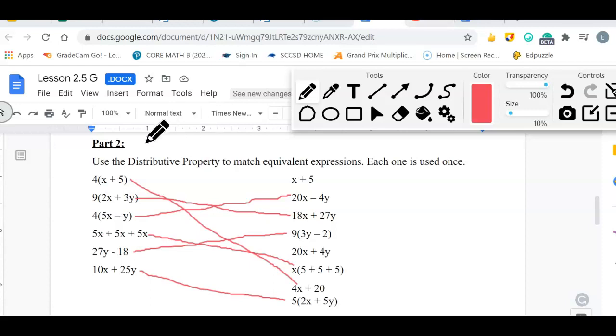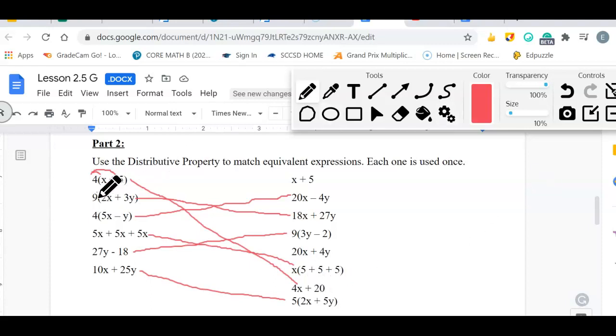Let's start on the top left here. 4 parentheses x plus 5. If I distribute the 4 to the x, that gives me 4x. If I distribute the 4 to the 5, that's 4 times 5, which is 20. So I'm looking for 4x plus 20, which is right here.